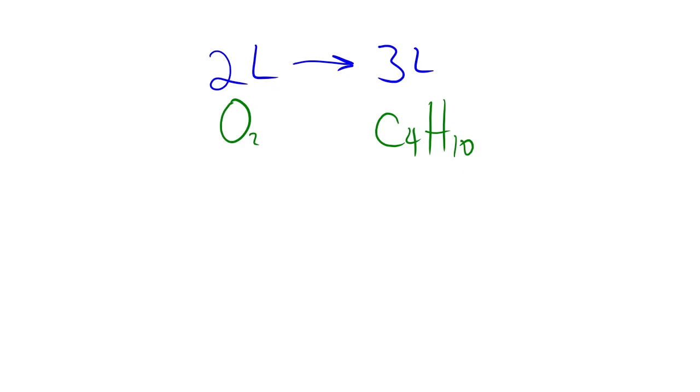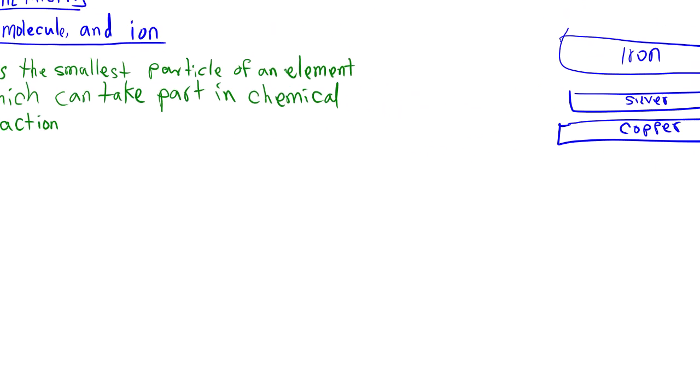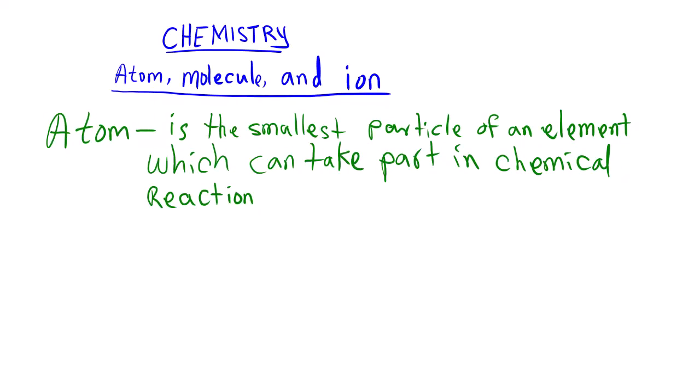That's just the explanation. 2 to 3, 2 need 3. So you can say 3 molecules need 4. You'll understand this very well when we start chemical combination.